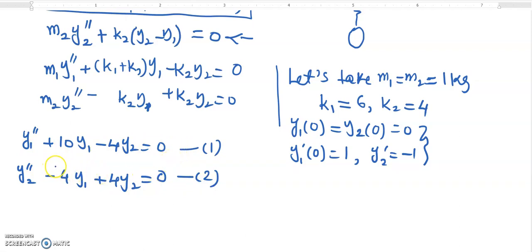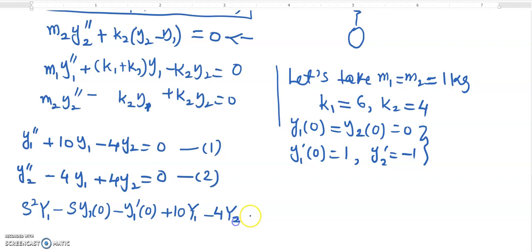We have to solve these equations by the Laplace transform, so we take the Laplace transform of the first equation and also the second equation. For the first equation, the Laplace transform will be s squared Y1 minus s y1(0) minus y1 prime(0), plus 10 Y1 minus 4 Y2 is equal to 0. I will continue this problem in the next video clip.